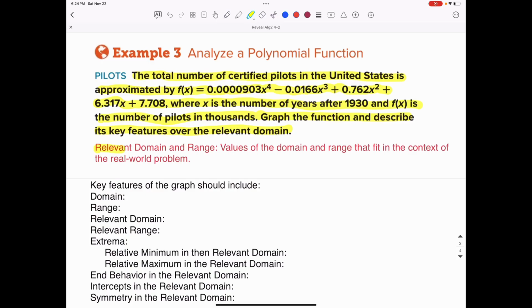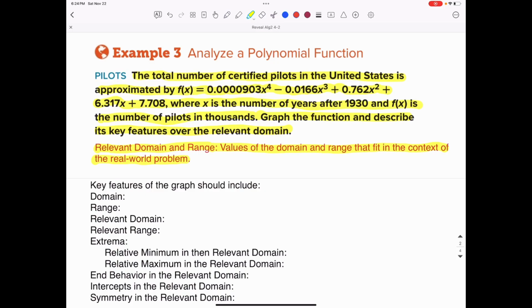Relevant domain and range. These are the values of the domain and range that fit the context of the real world problem. Because a lot of times these functions will create graphs, but only a portion of the graph makes sense in the context of the real world. We've talked about this before. For example, we know we can't have negative time. So anytime the function models a negative time, we know that's not possible, so we should ignore that part of the graph or ignore answers that are generated that would be negative time.